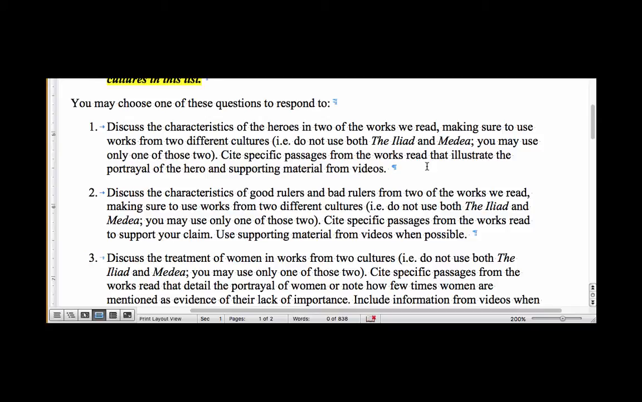The next question asks you to discuss the characteristics of good and bad rulers from 2 of the works we read. And again, you can't use both the Iliad and the Medea here. Now, obviously for this one, you can't use Genesis because there were no rulers in Genesis. So you pretty much have to work with Gilgamesh and the Iliad.